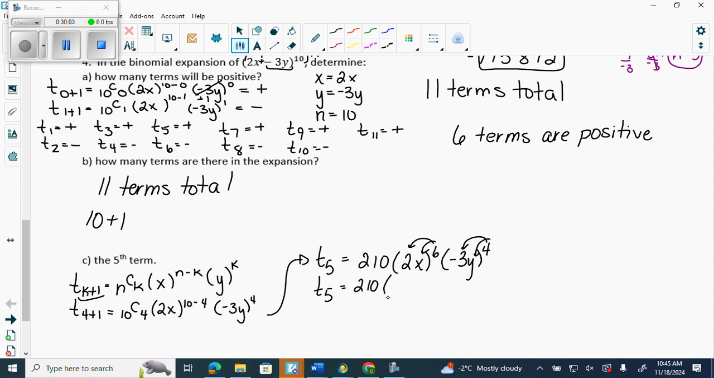So we're going to get T5 equals 210. 2 to the 6 is what? 64, x to the 6. -3 to the 4 is what? Positive 81, y to the 4. And then we have to multiply our coefficients. 81 times 64 times 210. And what do we get? 1088640, x to the 6, y to the 4.